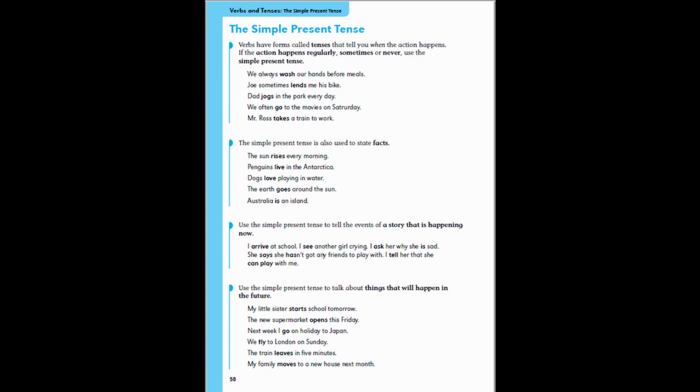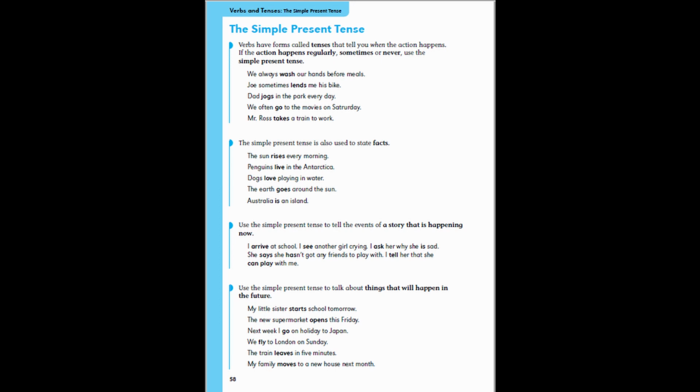So if an action is happening regularly, sometimes or never, use the simple present tense. So we always wash our hands. Now this action is happening always. Joe sometimes lends me his bike. When does he lend you his bike? Sometimes. So this action is happening sometimes, so you are using the simple present tense. Dad jogs in the park every day. When does he jog? Every day. So he's jogging regularly. That's why you're using this form, and so on and so forth for the rest of these examples. All right. So go through them.